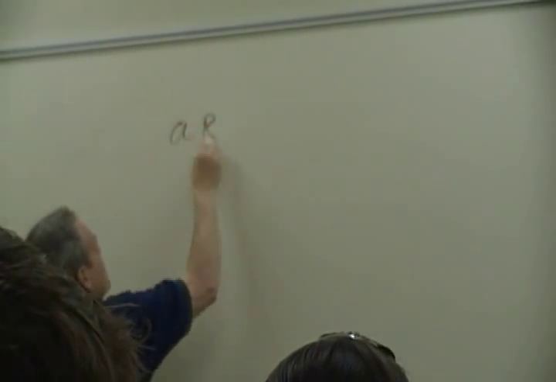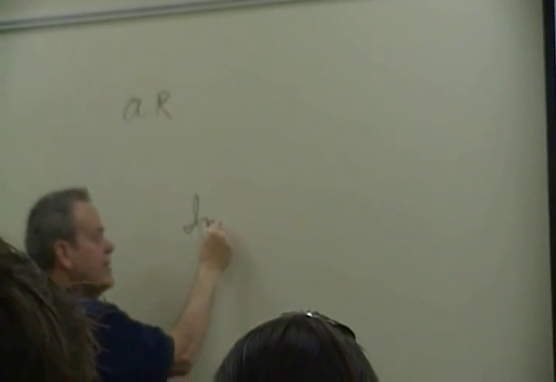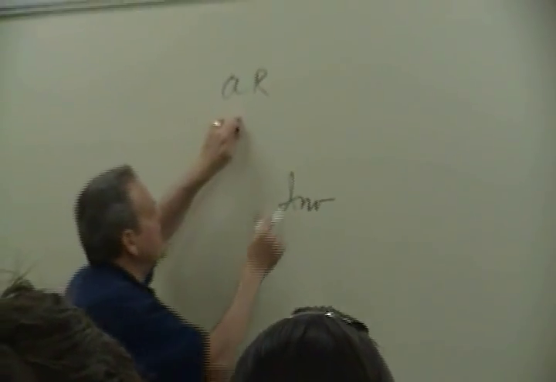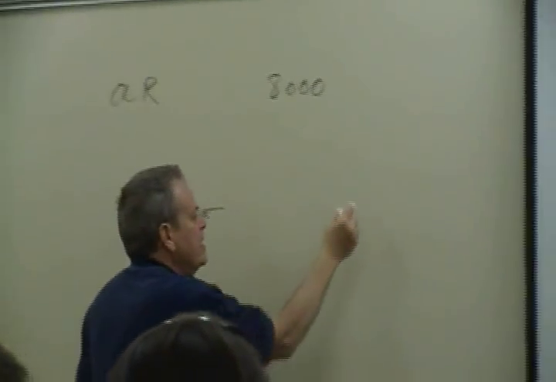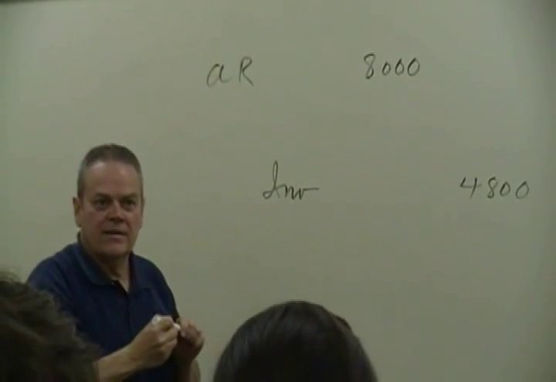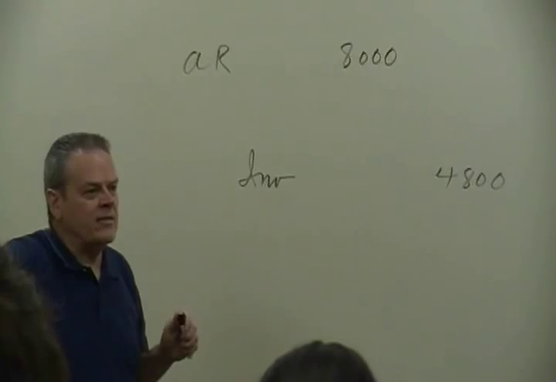Let's try this. Debit accounts receivable. Credit. I could have sworn I heard you say inventory. How about debit accounts receivable, 8,000, credit inventory, was the number 4,800? Can somebody look in the problem and tell me whether that's true or not? I think so, right at the very bottom, at the very end it does.